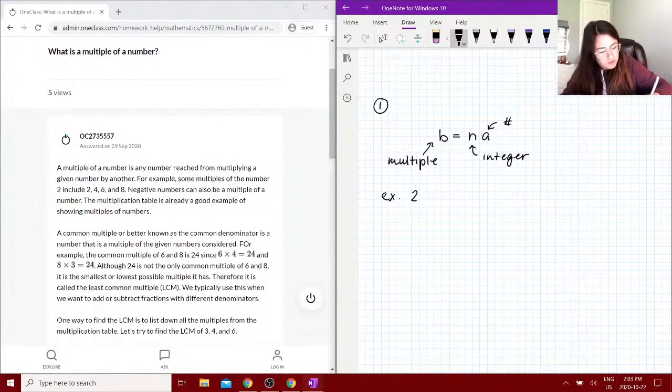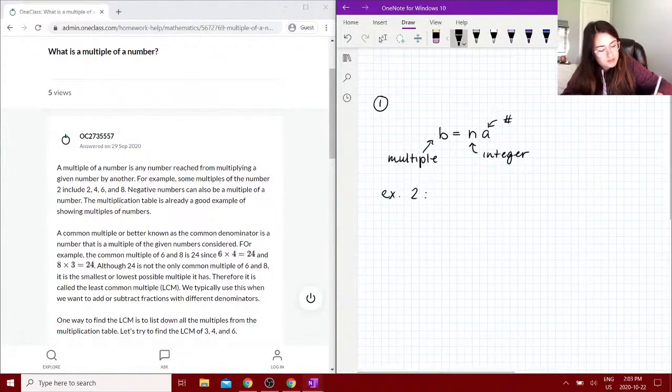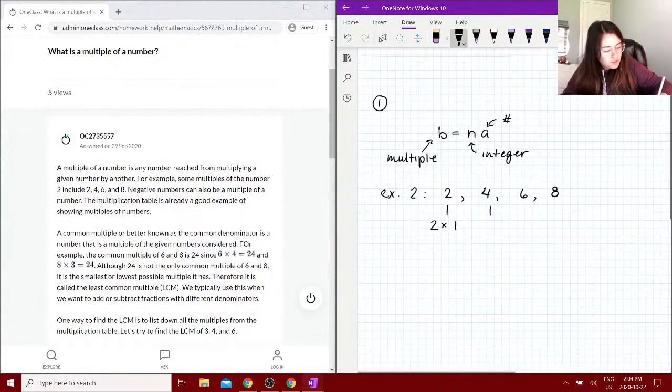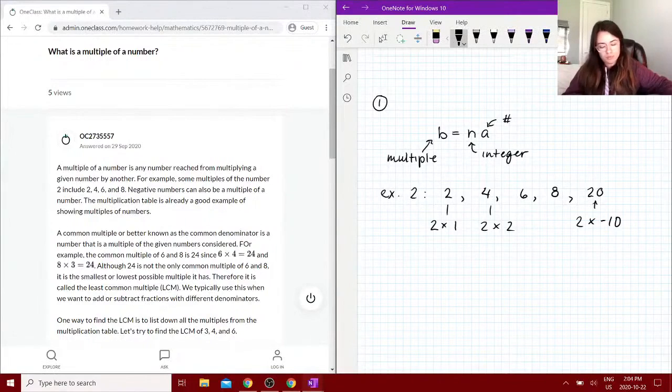Really simple one of just 2. So multiples of 2 can be seen as 2, 4, 6, 8, and I think you get the idea. So 2 is just the product of 2 times 1, the integer being 1. 4 is just 2 times 2, you know how it goes. Of course, you can go beyond that, you can have 20, and it also states here that the integer could be a negative number, so if you have 2 times negative 10, for example.